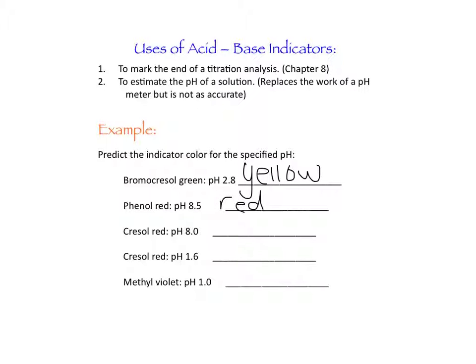If cresol red has a pH of 8, cresol red has two ranges. So cresol red has a change between 0 and 1, and then again between 7 and 8.8. So because 8 is between 7 and 8.8, we know that it's in the midpoint. The midpoint of yellow and red would be orange. Cresol red at 1.6 is between those two ranges, and so we know that it's going to be yellow. And methyl violet at 1 is going to be between yellow and blue, therefore it's going to be green.